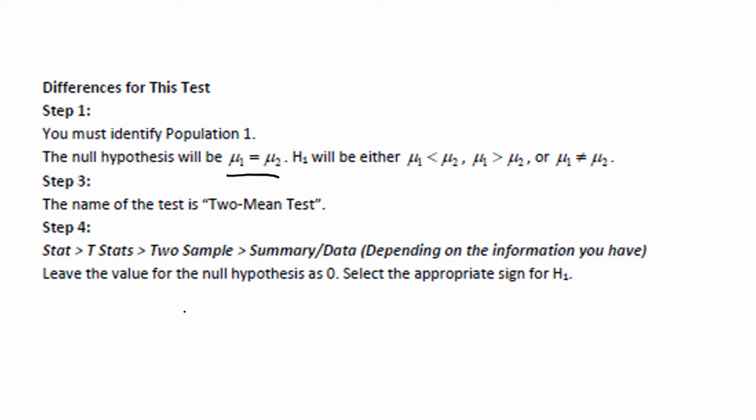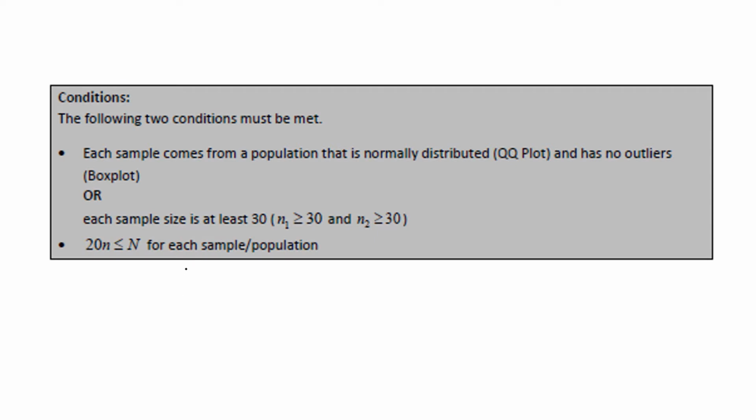Next, let's talk about the conditions. Each sample has to come from a population that's normally distributed, which we can check with a QQ plot, and has no outliers, which we can check with a box plot. Or each sample has to be what we consider a large sample, 30 or greater. By the way, in this video, instead of making the QQ plot, I'm going to use the Shapiro-Wilk option. And if the p-value for the Shapiro-Wilk test is not below 0.05, that indicates that the data are normally distributed. But if the p-value is below 0.05, that tells me they are not normally distributed.